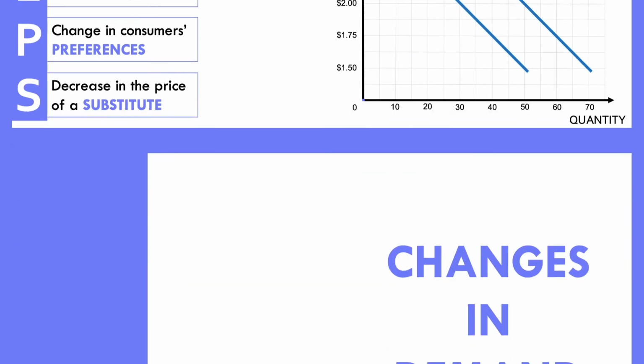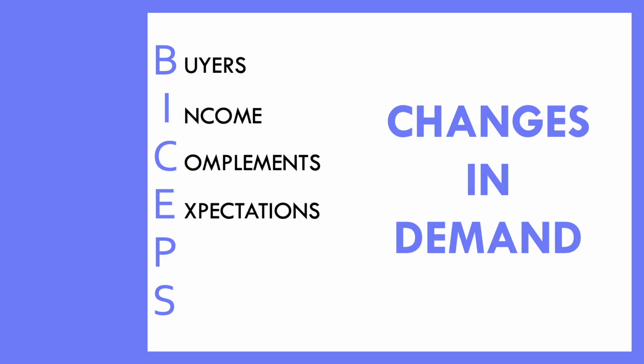So you might have picked up on our acronym already, and this is an acronym that you do need to know. It's BICEPS, right? Easy one to remember. And that stands for buyers, income, complements, expectations, preferences, and substitutes.